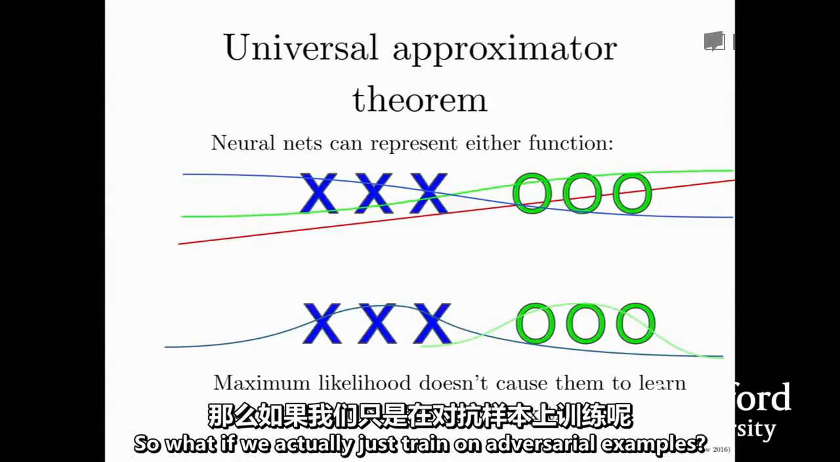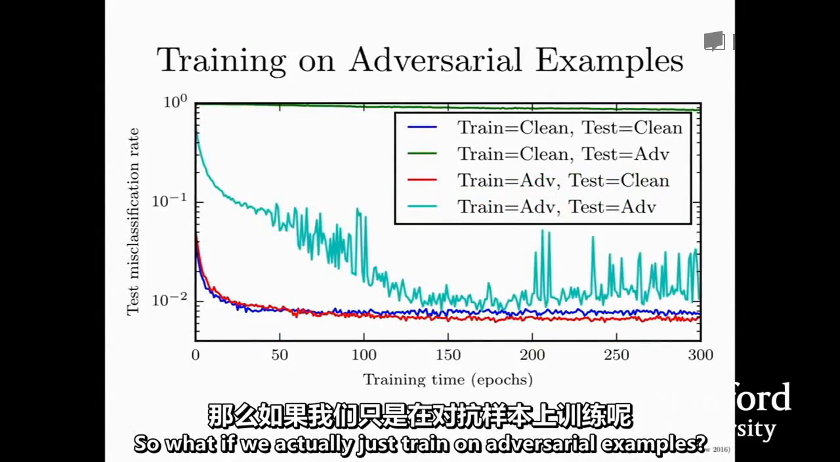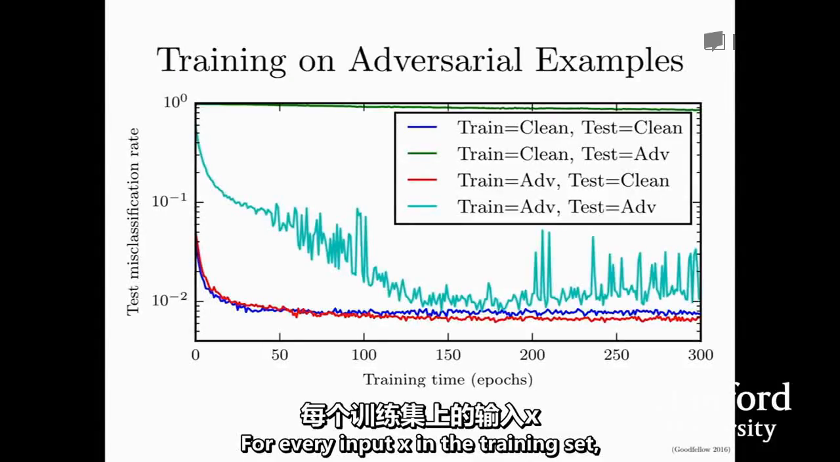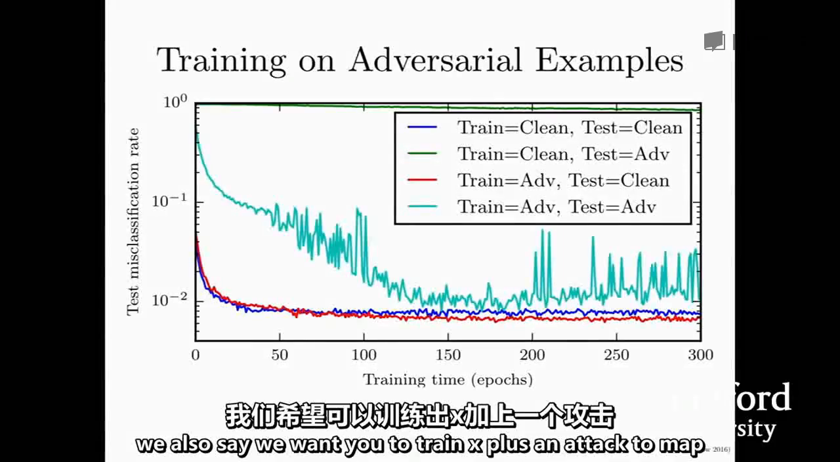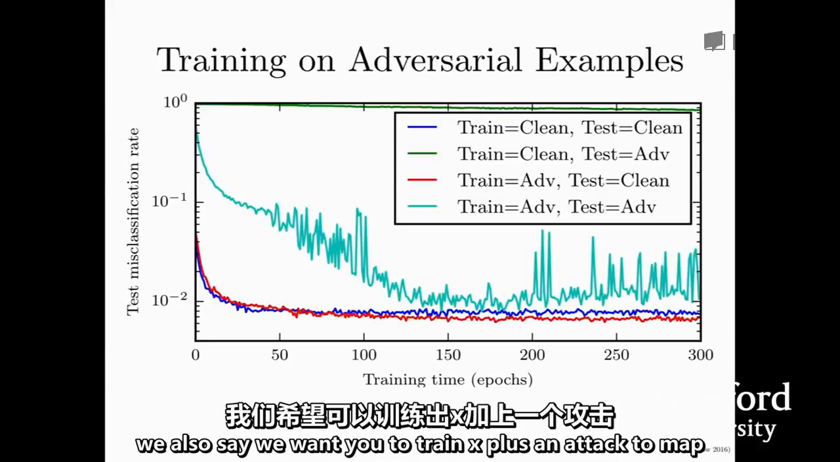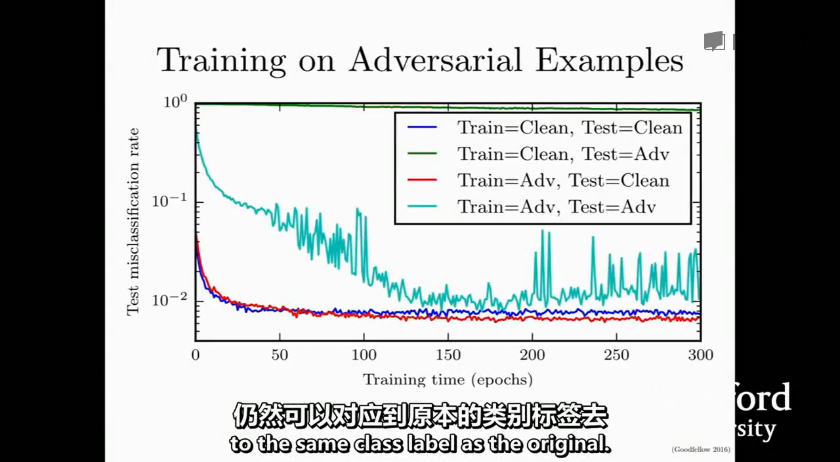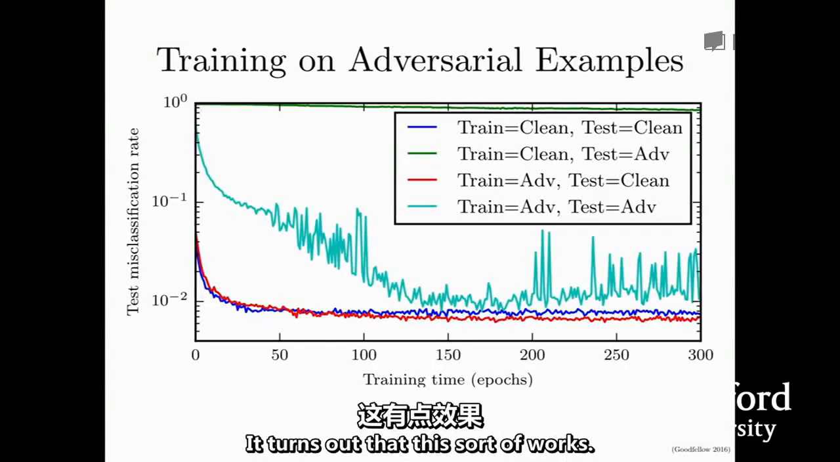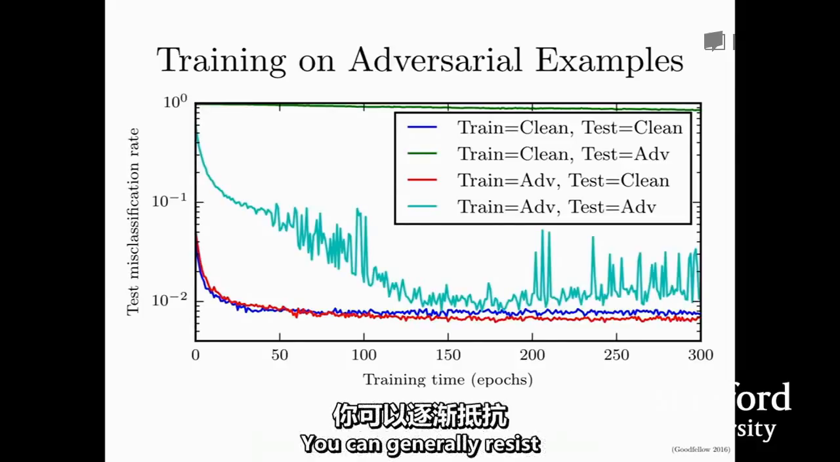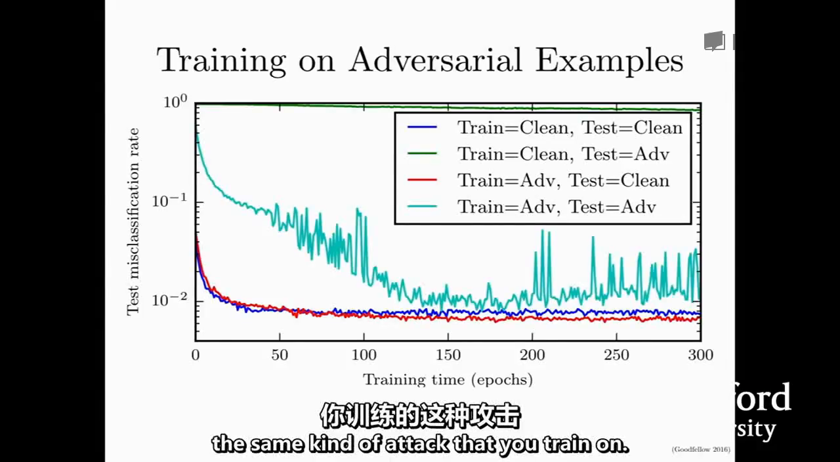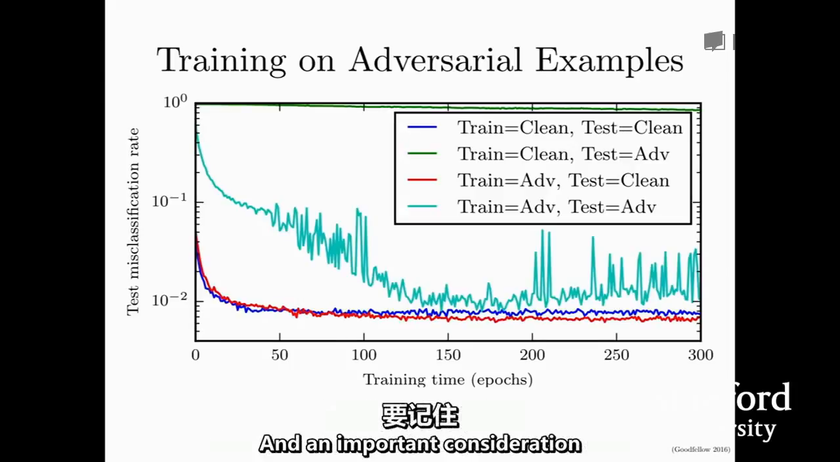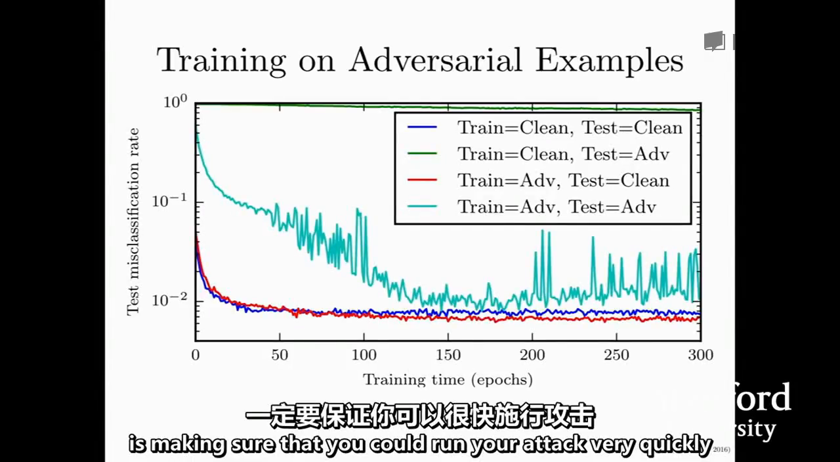So what if we actually just train on adversarial examples? For every input x in the training set, we also say, we want you to train x plus an attack to map to the same class label as the original. It turns out that this sort of works. You can generally resist the same kind of attack that you train on. And an important consideration is making sure that you can run your attack very quickly so that you can train on lots of examples.